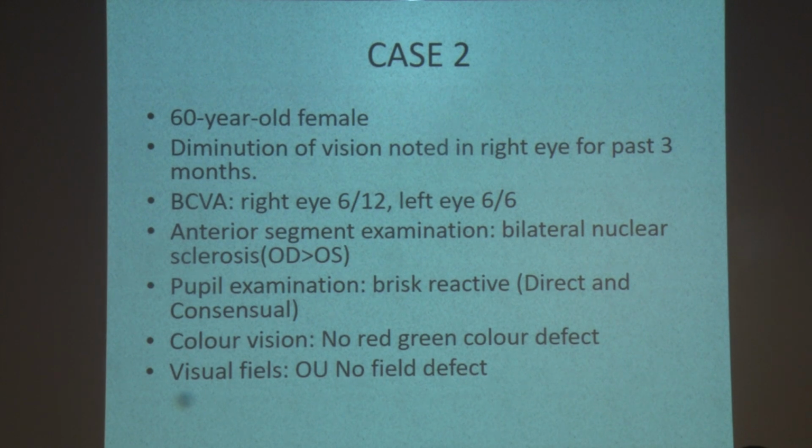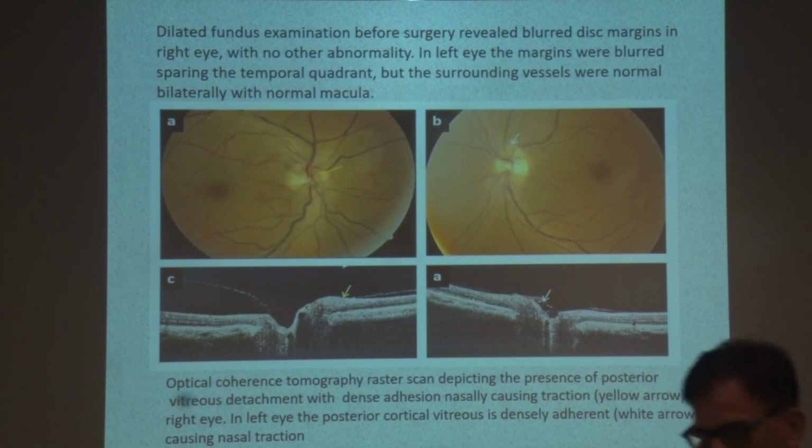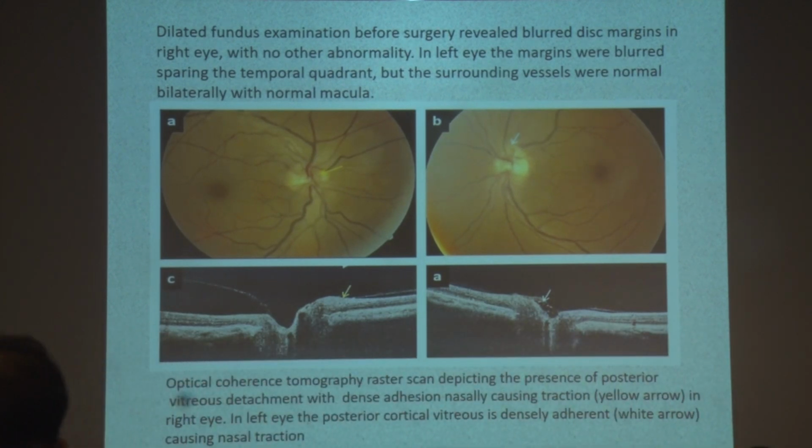The second case is a 60-year-old female who developed diminution of vision in the right eye for the past 3 months. She came with a best corrected visual acuity of 6/12 in the right eye and 6/6 in the left. Anterior segment evaluation showed bilateral nuclear sclerosis, right more than left. Other things were all normal, color vision, visual fields. On dilated fundus examination before surgery, we noted bilateral blurring of the disc margin. There was sparing of the temporal disc margin, but the surrounding vessel architecture was all normal and there were no macular changes. So we did an OCT scan.